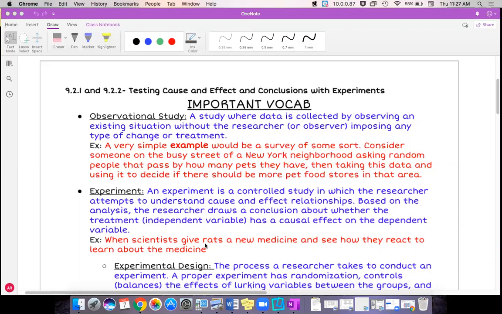9.21, 9.22, testing cause and effect and conclusions with experiments. So what I'm going to do is go through important vocab you guys need to know with some examples, and then you guys are going to go do a Desmos activity to play around with these and learn what these mean a little bit more. Okay, so here's your important vocab.